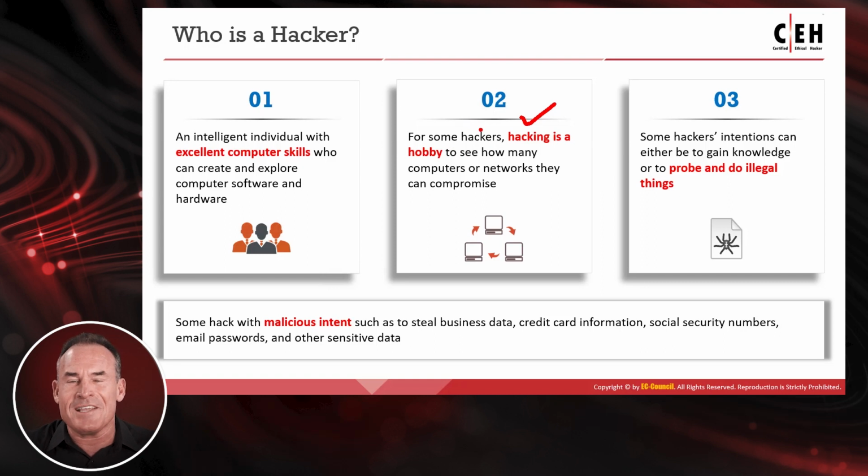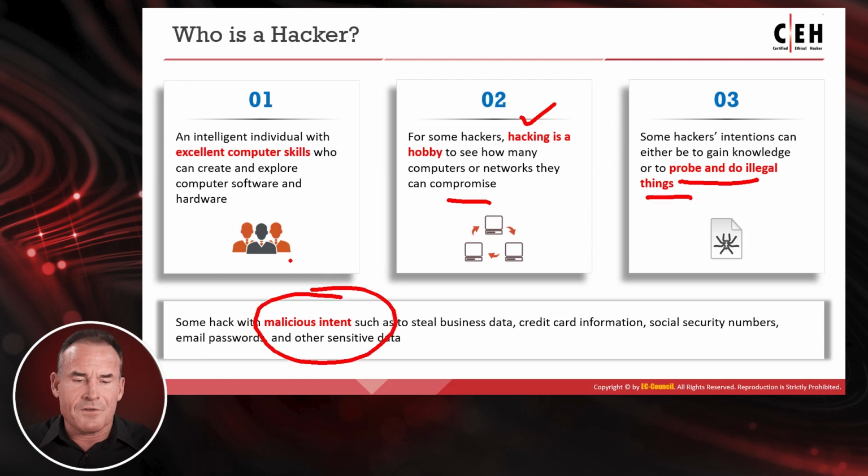I've never had the malicious intent. It's always been a hobby and later on a profession, as I mentioned in my introduction. So how many computer networks can they compromise? Now, sometimes our curiosity or self-validation might get the better of us, and we might make decisions that go against our better judgment in the quest to own a certain number of systems. So whether there's malicious intent or not, you do not want to attack a machine you do not have written permission to test. Otherwise, you are potentially breaking the law. Some hackers' intentions can be to gain knowledge or to probe and do illegal things. And again, some hack with malicious intent, which are the ones we're trying to defend against as security analysts.